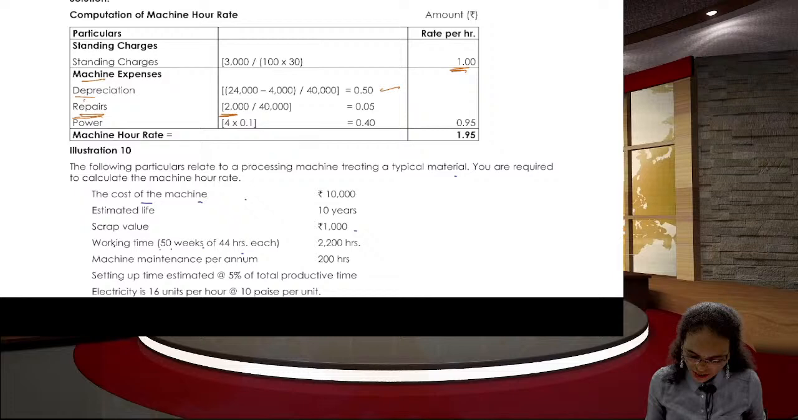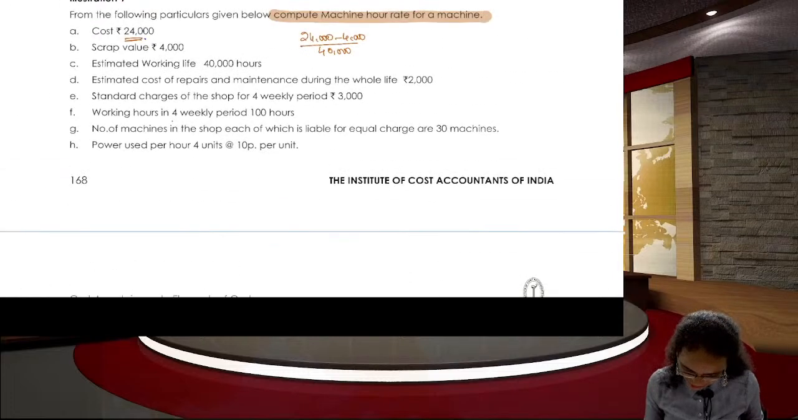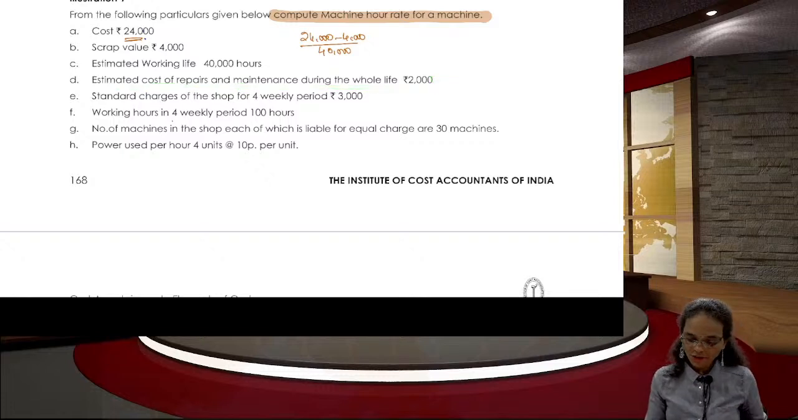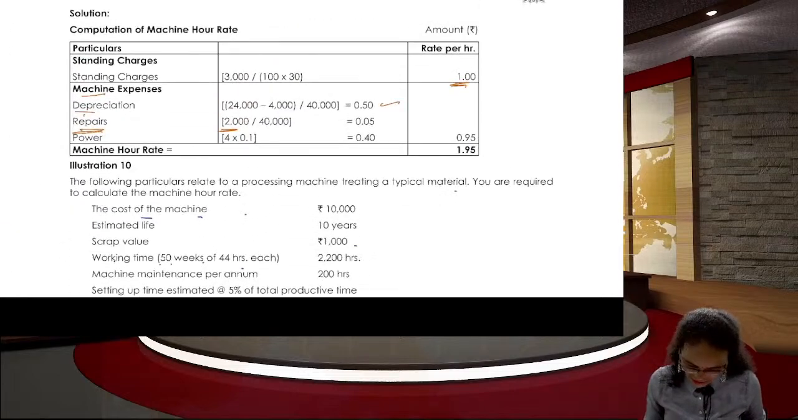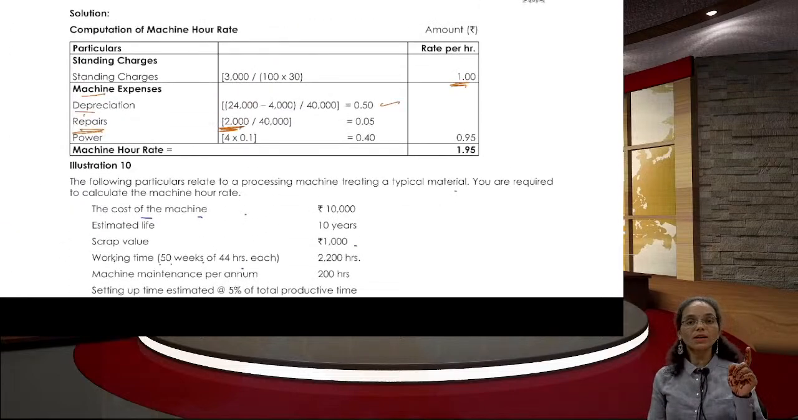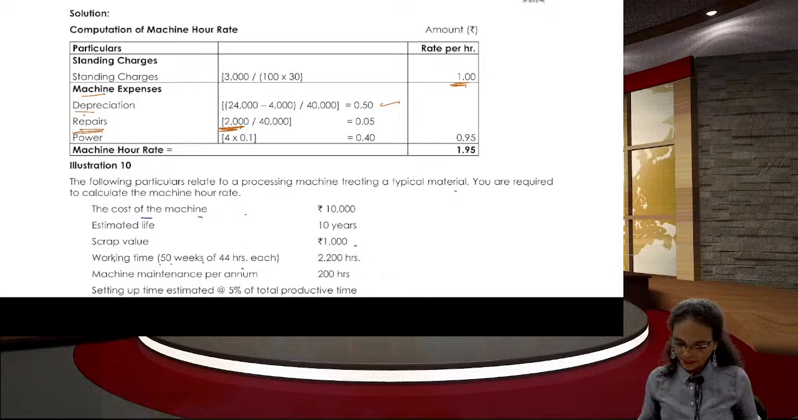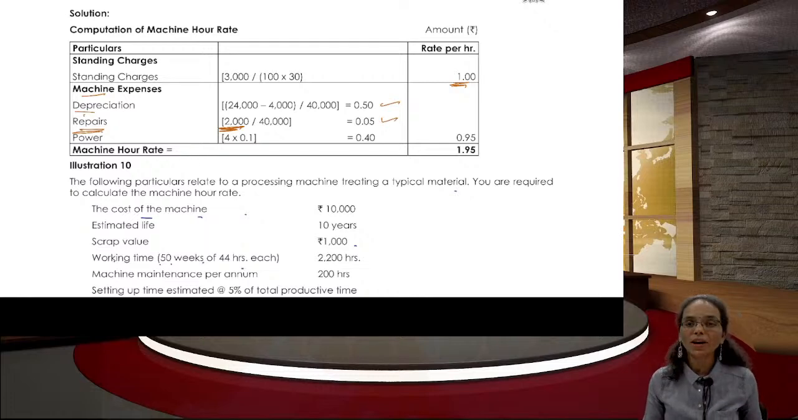Repairs: 2,000 rupees is the expenditure for the repairs. It is given here, estimated cost of the repairs and maintenance 2,000. The machine is running for 40,000 hours for the entire period. So 0.05 is the repair charge per machine hour.